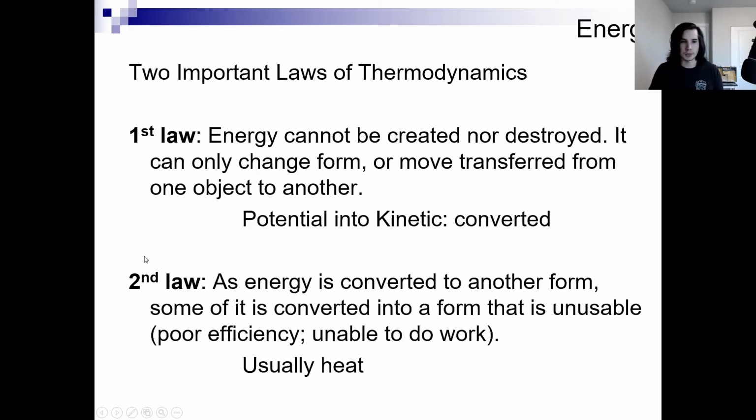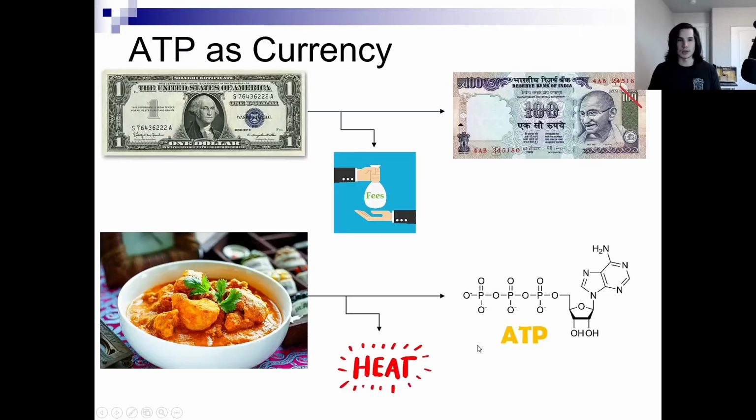The second law is as energy is converted from one form to another, some of it is converted into a form that is unusable. So heat is usually that unusable form. So poor efficiency, unable to do work. We don't really use heat to do work for us.